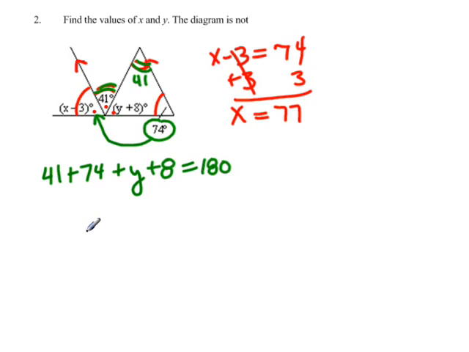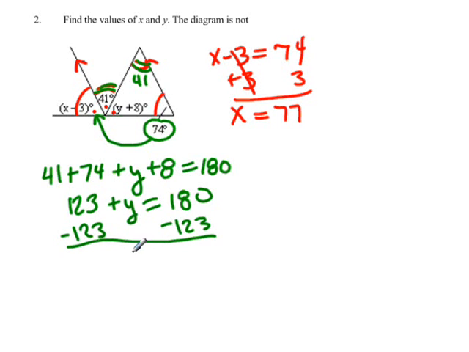So we combine like terms. When we combine like terms, we get 123 plus y is equal to 180. If we subtract 123, y is equal to 57. So there's our 2 values. Y is 57 and x is 77.